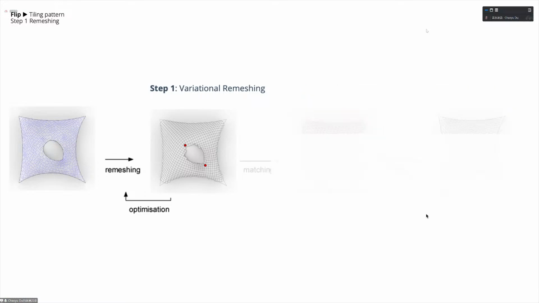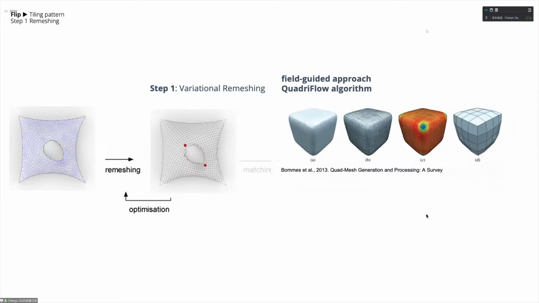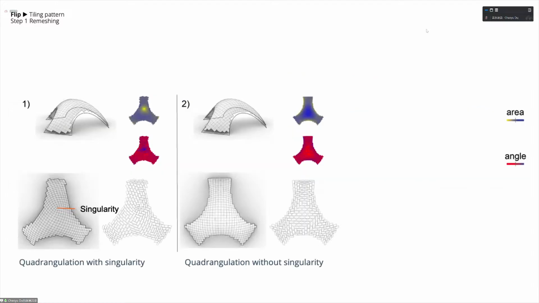So the input surface is firstly converted into a quad mesh using a field-guided approach, which uses an orientation field and prioritizes higher distortion reduction. This orientation field is driven by principal curvature and defined continuously over the surface. If the field is locally not smooth, a singularity will occur, resulting in an irregular vertex in the quad mesh, which in our case means an irregular tile.